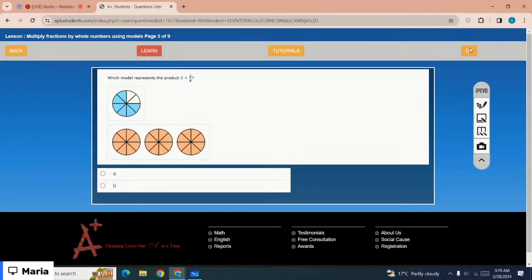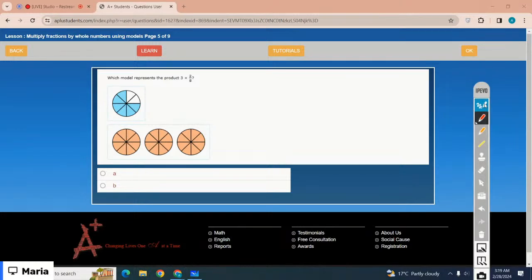Okay, I will explain the one I am on right now. Just listen to me carefully. Which model represents the product? 3 times 2 over 8, right? So just multiply the. Basically, when you solve 3 times 2 by 8, you solve like this, right? 3 times 2 is 6 and 6 over 8, right? So you need to look for the model that has a total of 8 portions and 6 of them are colored. So which model has 8 portions and out of 8, 6 of them are colored?